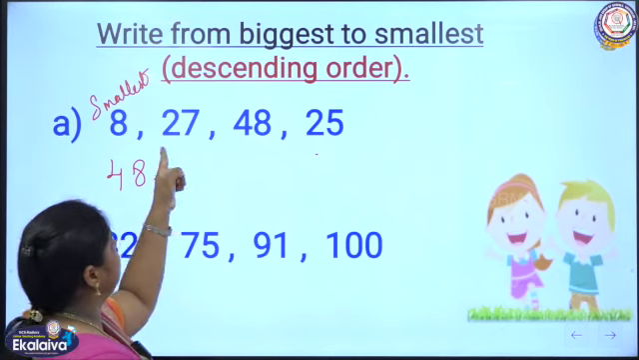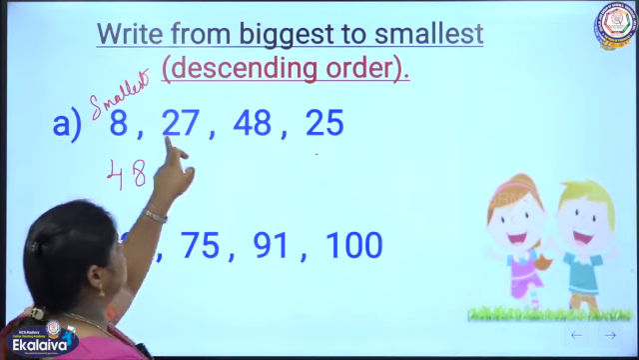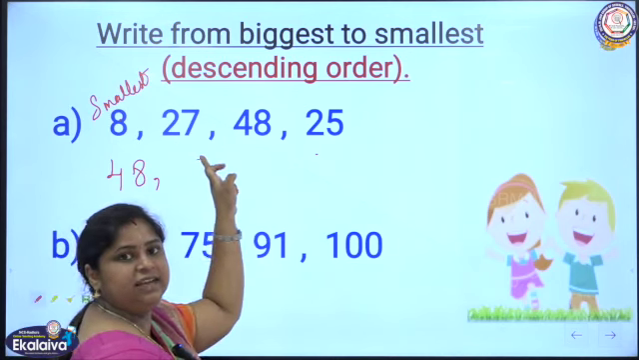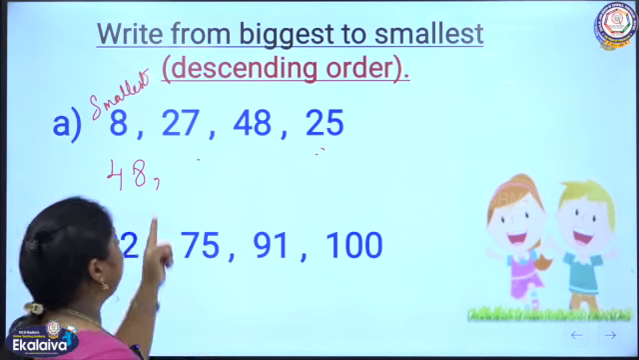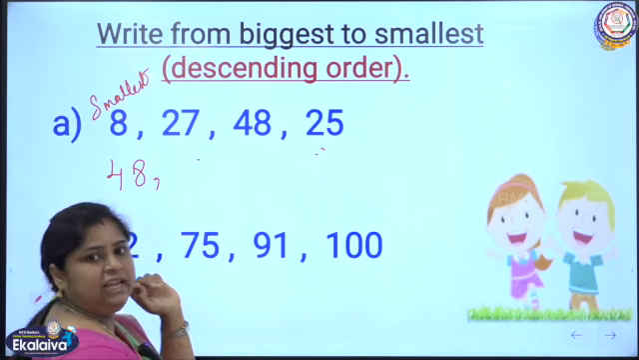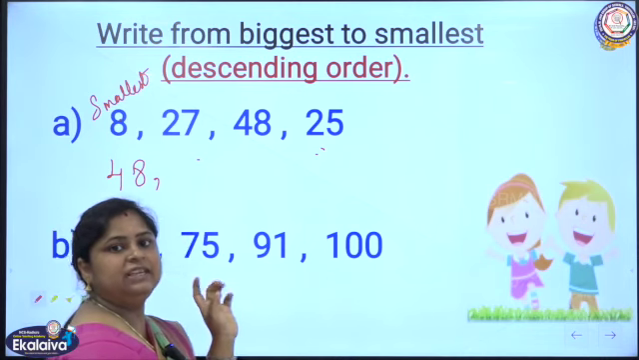Okay. Check the next 2 numbers. This is the smallest we decided. So, leave this number. Now, we are going to check these 2 numbers 27 and 25. See the tens value, both the tens value are equal, isn't it? 2, 2. So, now we are going to use the third trick.